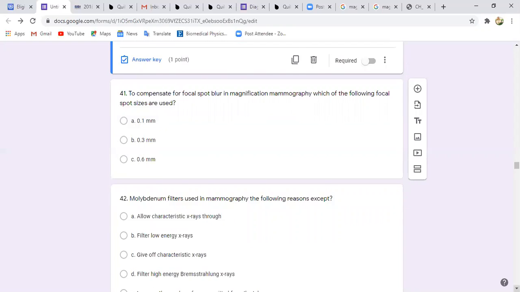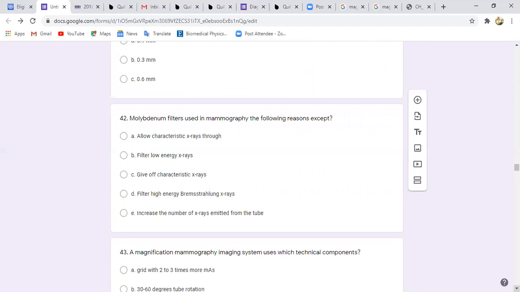Molybdenum filters are used in mammography for the following reasons, except what? All of these are tenable except D. It has got nothing to do with the number of X-rays emitted from the tube. What has that business is the mA, increasing the mA, not the time of exposure. Increase the time of exposure by increasing the number of emitted X-rays.